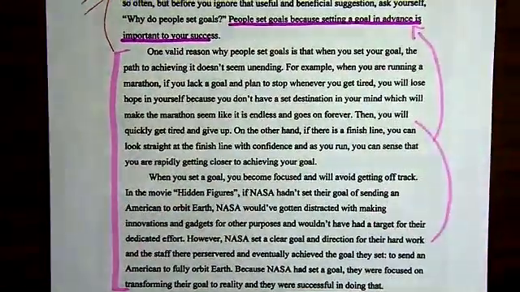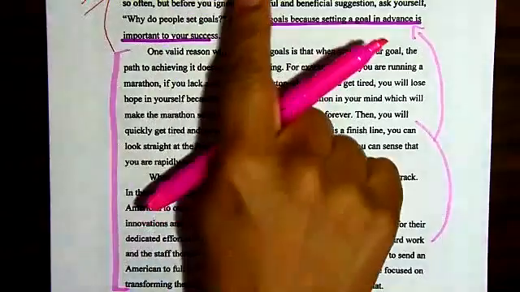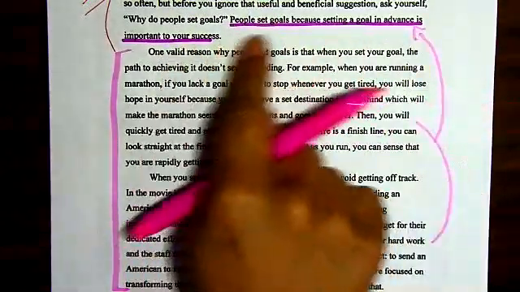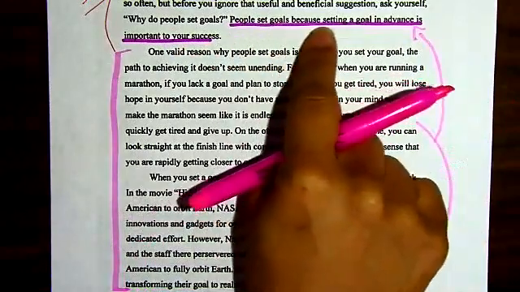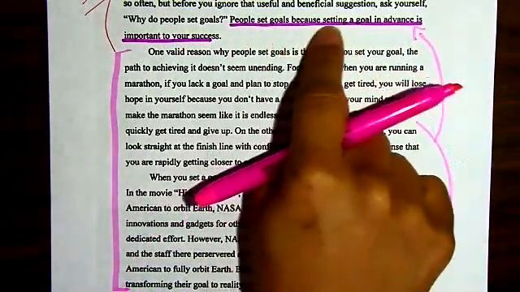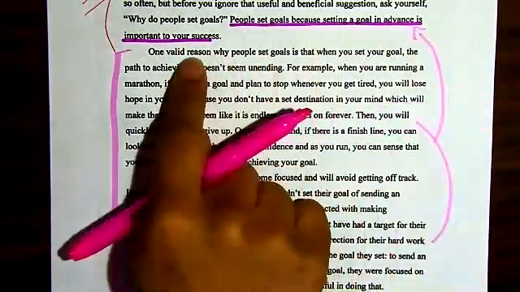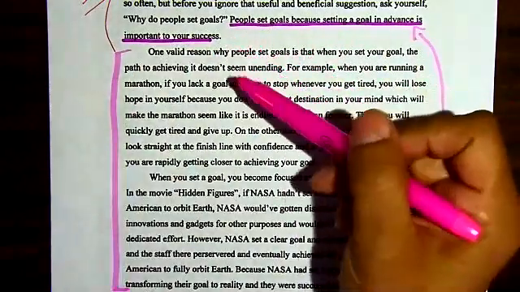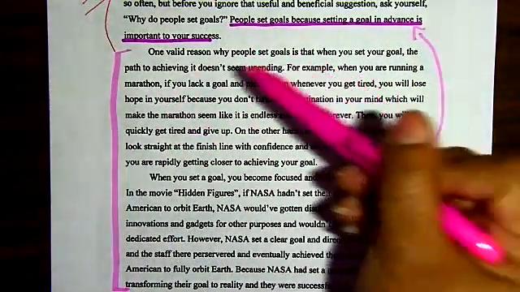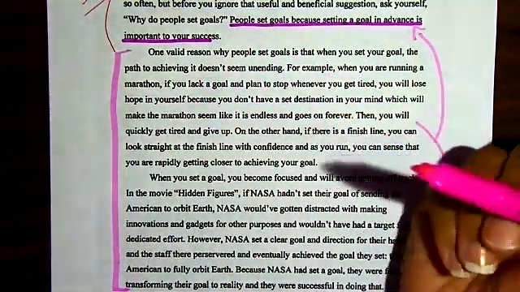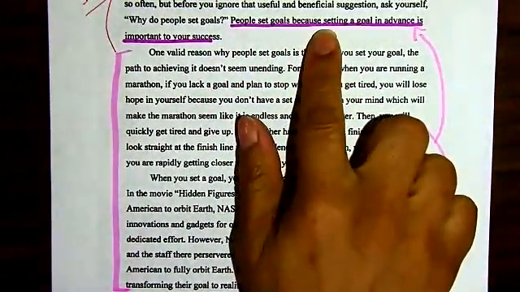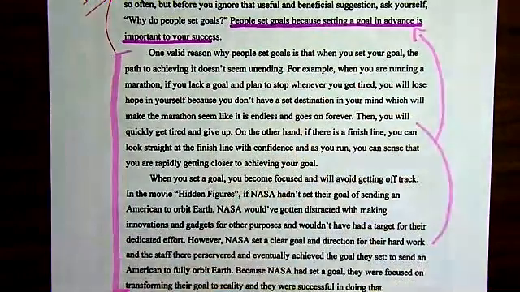the controlling idea. So this student says people set goals because setting a goal in advance is important to your success. So then he or she is going to give us the reasons with an example, because the reason is already set in the controlling idea, but now the student has to come up with the best examples.